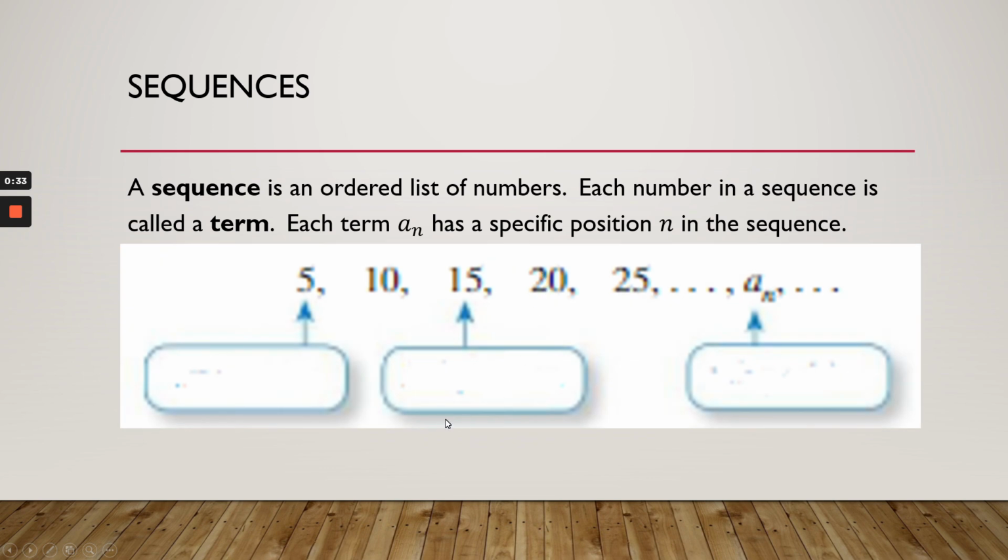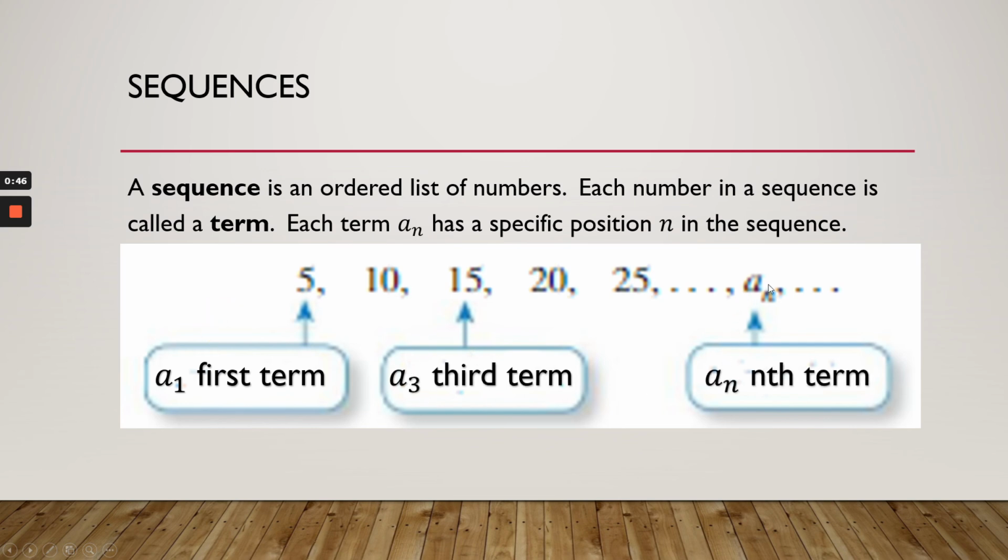Okay? So right here, the number 5 is the first term, so we would say a of 1. 15 is the third term, so you see how we've written it. And then a of n is just to represent any term out to some number n, where n could be any number.